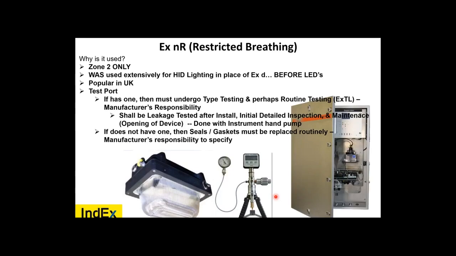Now let's get into Ex nR. It's only for Zone 2. It was used extensively for high intensity discharge lighting in place of Ex d, because Ex d fixtures were expensive and heavy before LEDs. Now we have LEDs, which are Ex eC, mC, qC, iC. They'll have multiple Ex protection techniques, but the outer housing is eC, so it can be polycarbonate. It's popular in the UK. It's a cheap method. Is it safe?